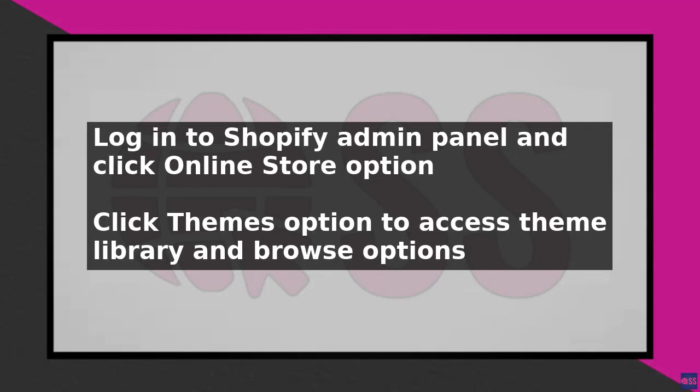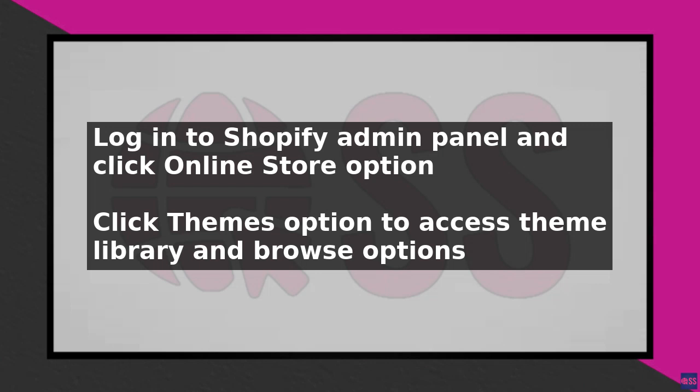Changing the theme of your Shopify store is a straightforward process that can be completed in a few steps. To begin, log into your Shopify admin panel and click on the Online Store option from the navigation menu. Next, click on the Themes option, which will take you to the theme library where you can browse and preview various free and paid themes.